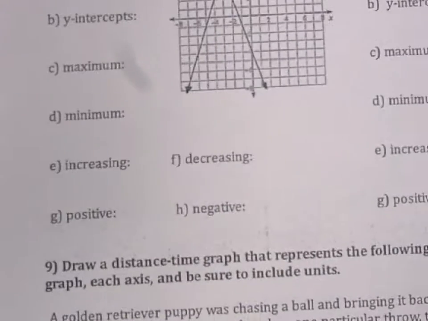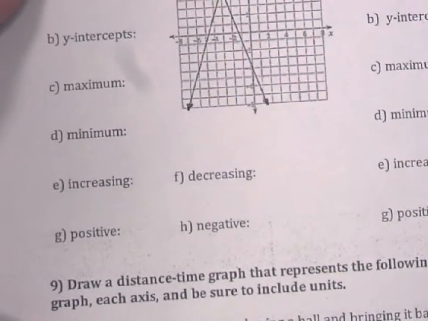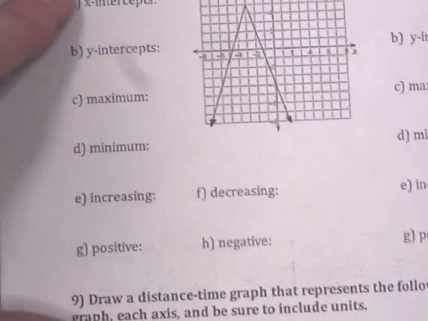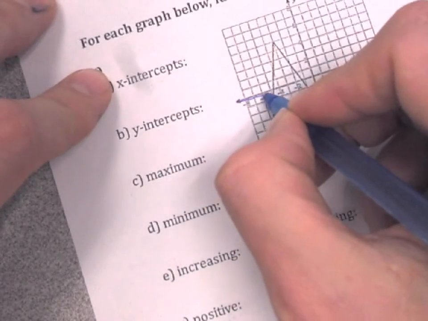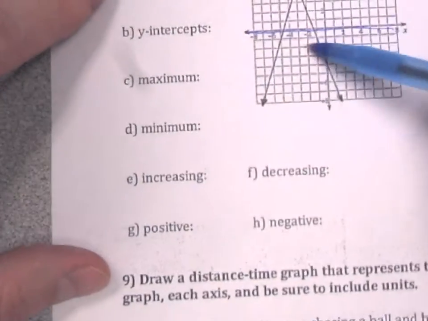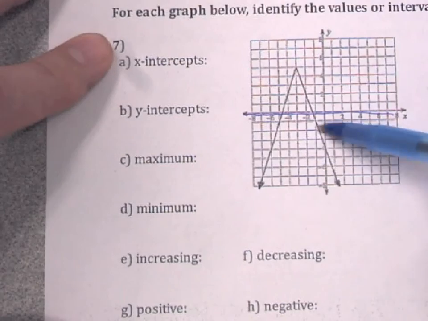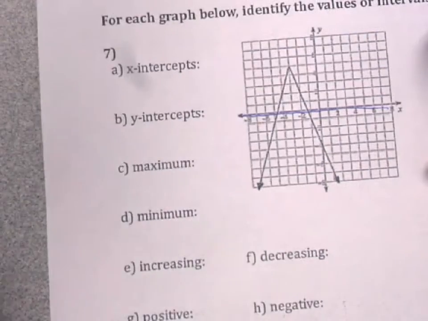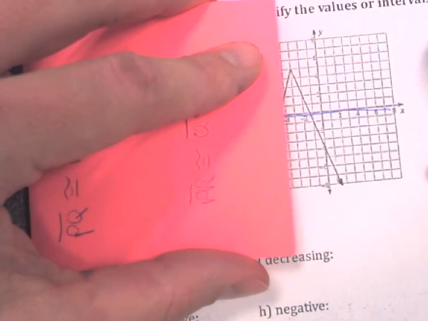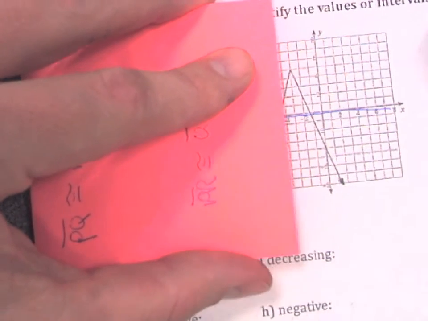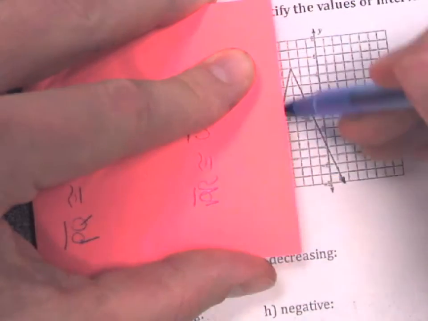So let's look at the positive negative here. All right, now this again is like above water, below water. So here's our x-axis. This is the positive section. This is the negative section. So I want to break my graph up into intervals kind of right at the x-intercepts.